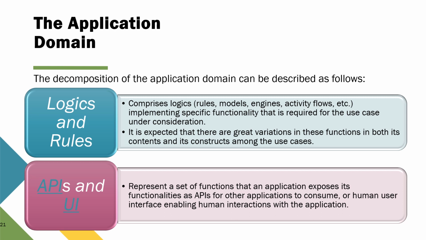Okay, so the next one is APIs and UIs. I will also attach a hyperlink in the description about what is API and what is UI. Okay, so we're going to see it generally here. So what is an API and UI? It represents a set of functions where an application exposes its functionalities as APIs for other applications to consume, or a human user interface enabling human interaction with the application.